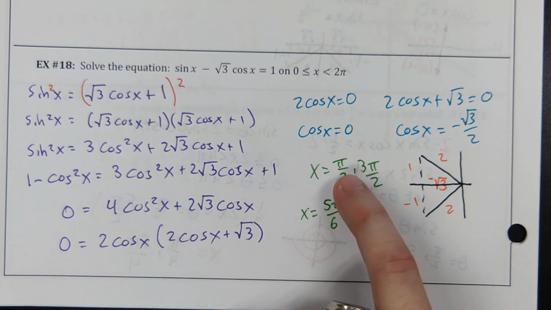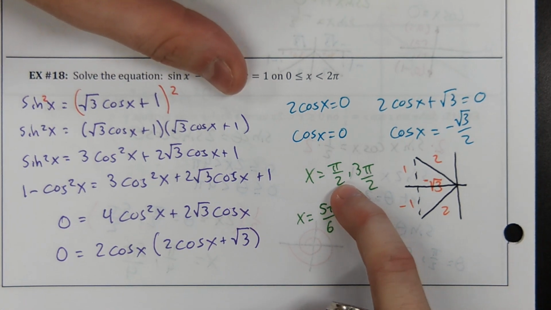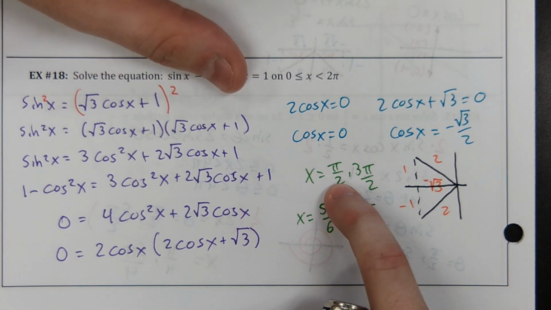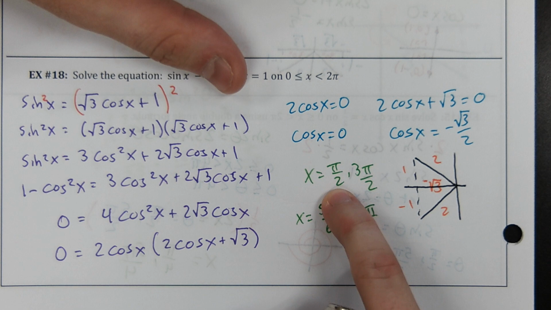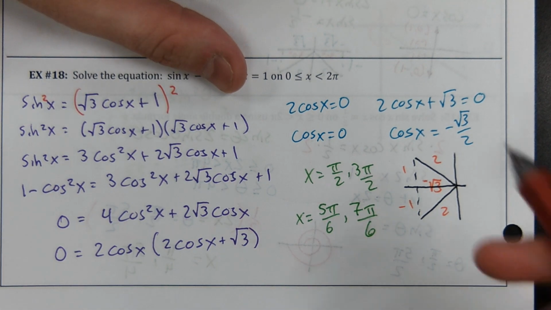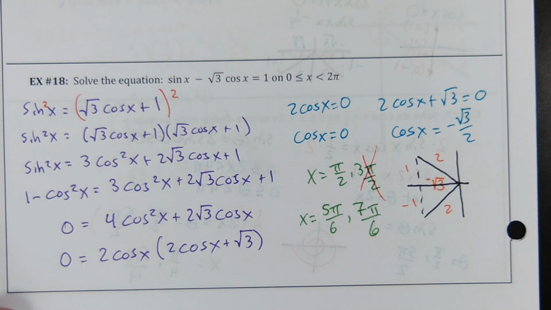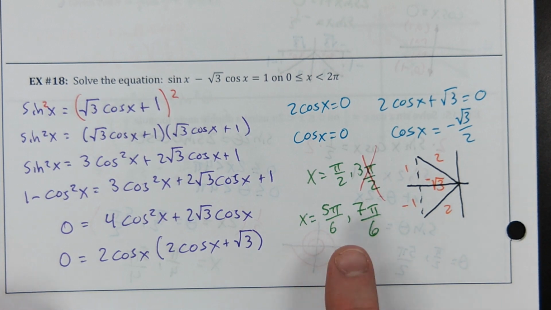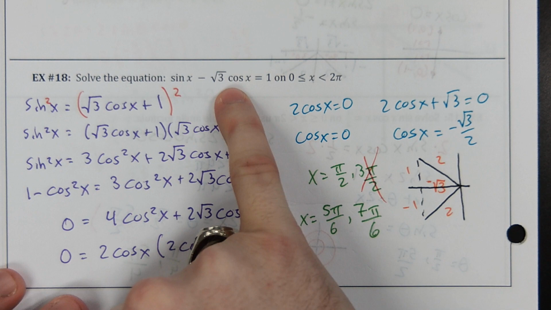So we know that when we plug pi over 2 in, this is gone. Is sine of pi over 2 1? Only one person answered. Is sine of pi over 2 1? Yes, it is. Is sine of 3 pi over 2 1? No, it's not. It's negative 1.